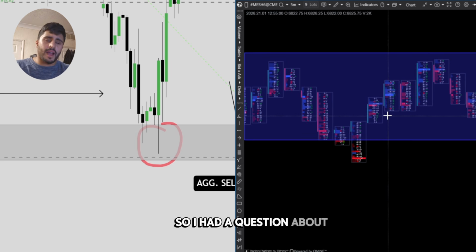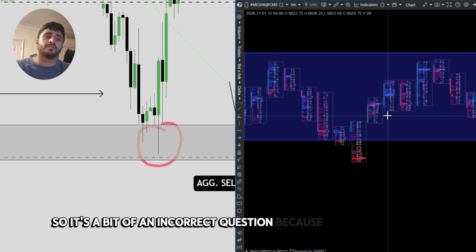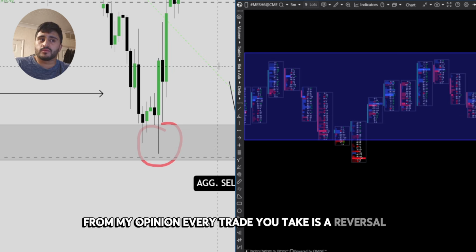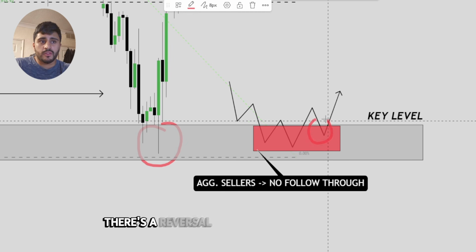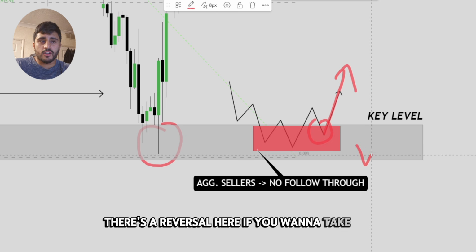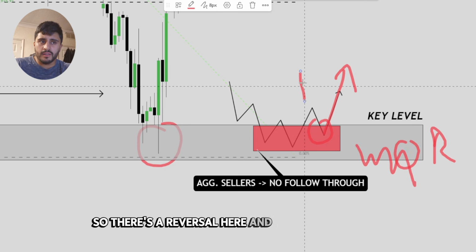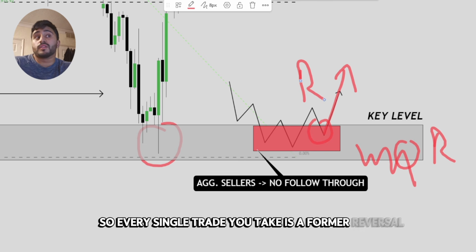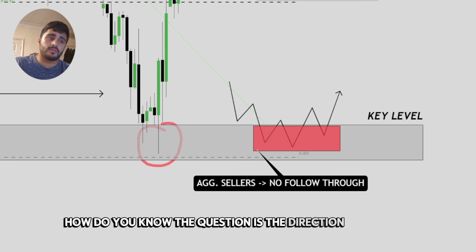So I had a question about how do you determine reversals versus continuations. It's a bit of an incorrect question because technically speaking, in my opinion, every trade you take is a reversal. If you want to take a long, there's a reversal here. If you want to take a short, there's a reversal here. So every single trade you take is a form of reversal. The question is the direction of the reversal.